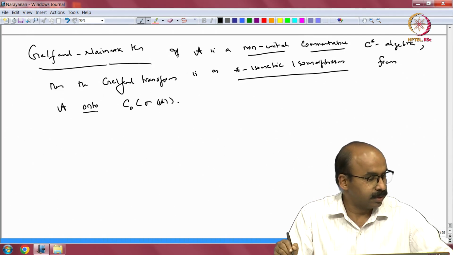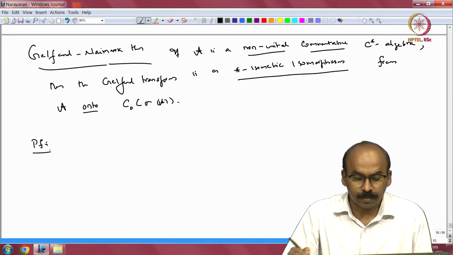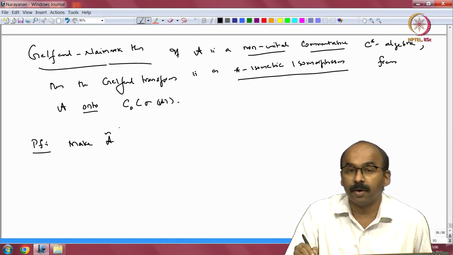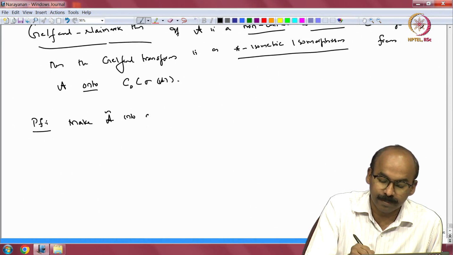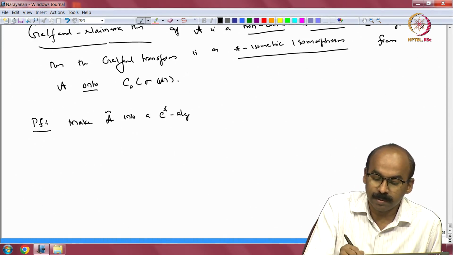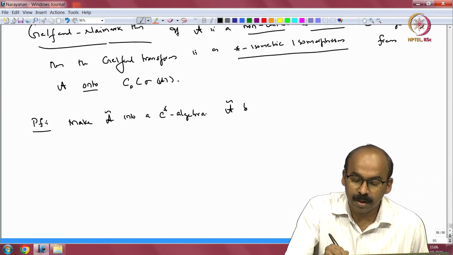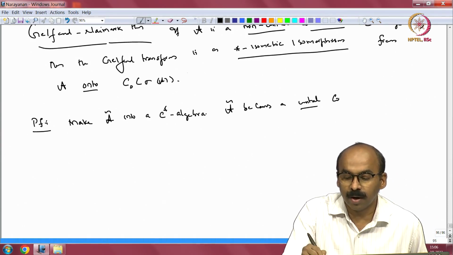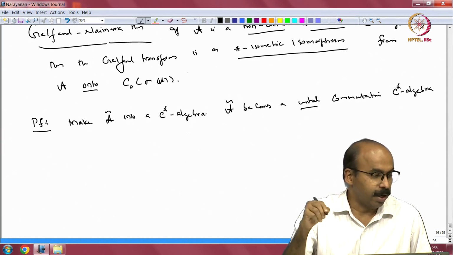Okay, so let us prove. First make A tilde. So, A tilde is A cross C, we attach the identity like that, right. So, A tilde is made into a C-star algebra. Then A tilde becomes a unital commutative C-star algebra, and we have the Gelfand Naimark theorem for A tilde, right.